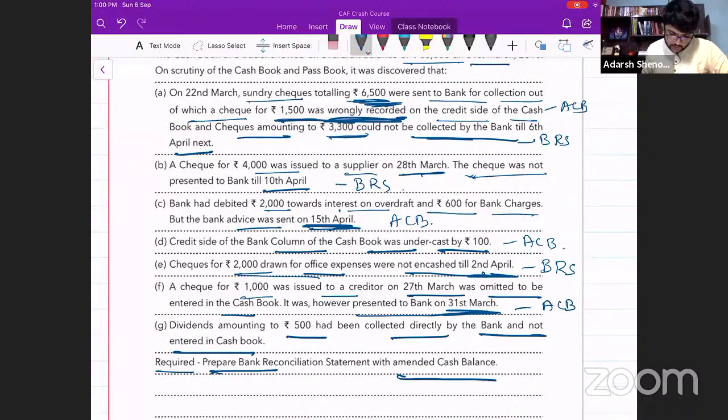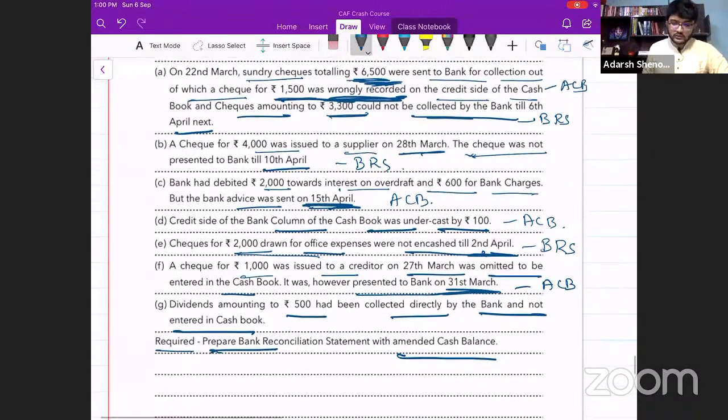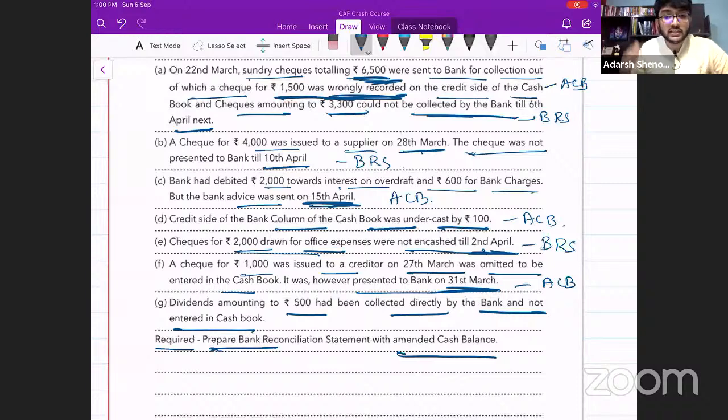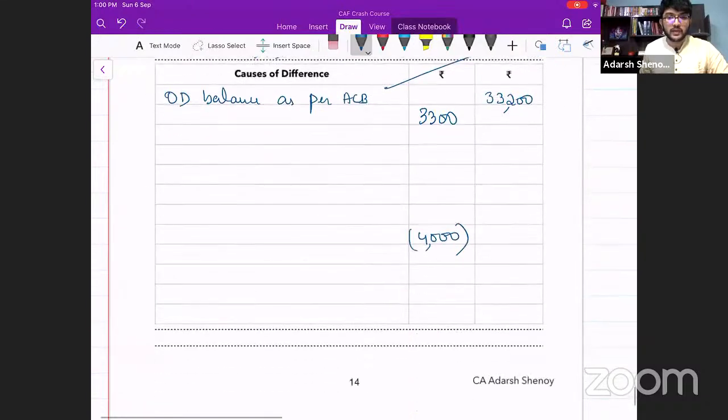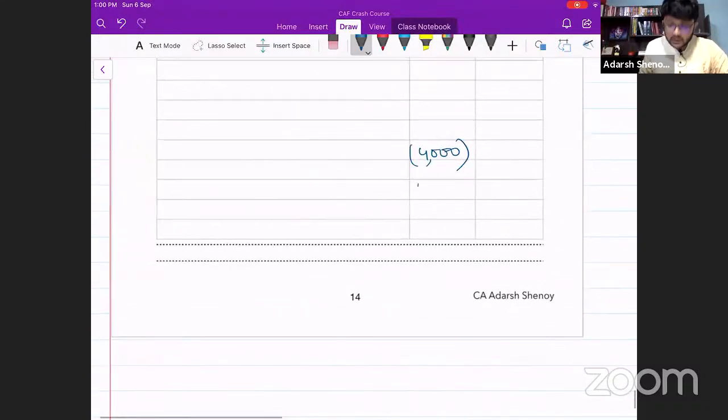Then we have point number E. Check for 2,000 drawn for office expense was not encashed. Again, check issued but not presented for payment. What should we do with this? Which book has moved? Cash book or passbook? Cash book has moved. Upwards or downwards? Downwards. Now what should we do? We have to minus because the starting point is passbook. How much should we minus? 2,000 rupees.